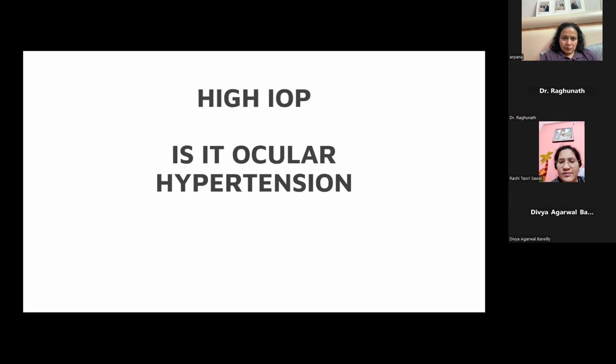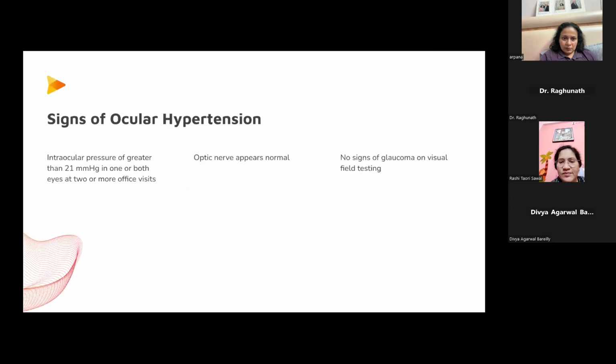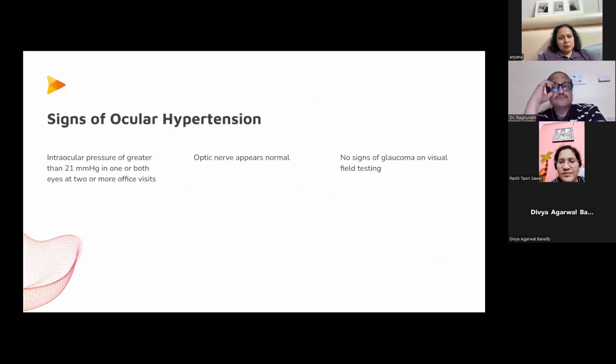So coming to the first one, is high intraocular pressure always ocular hypertension? What are the signs of ocular hypertension? Intraocular pressure more than 21 millimeters of mercury, and of course the structure and the function are still pretty normal. That's optic nerve and visual fields are normal.